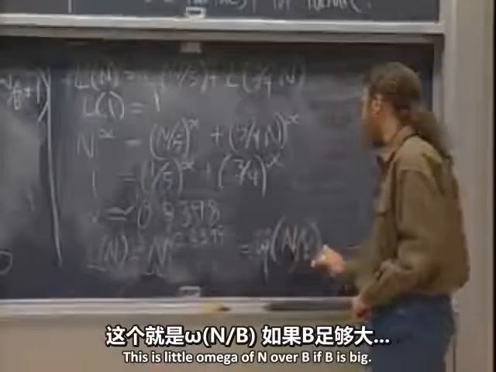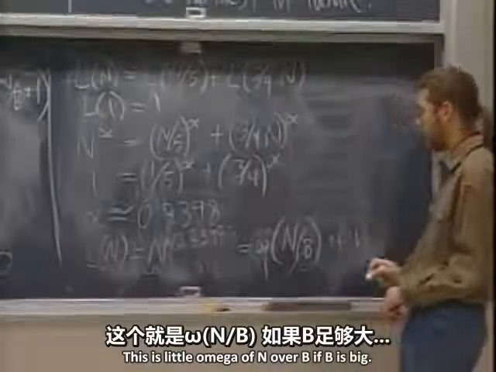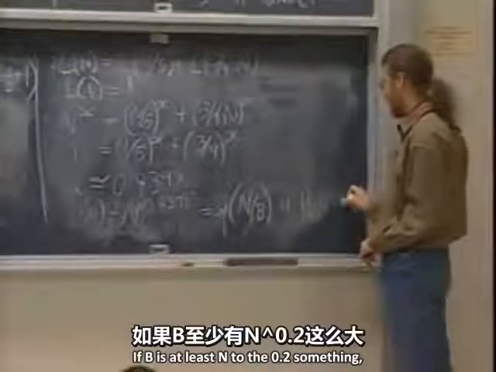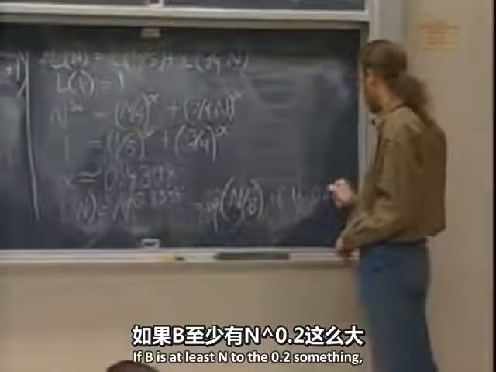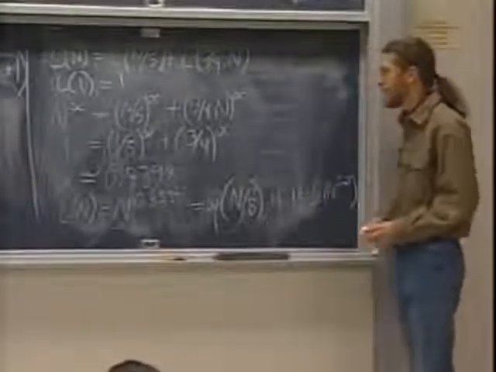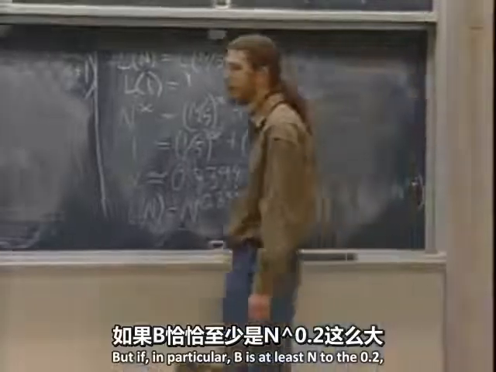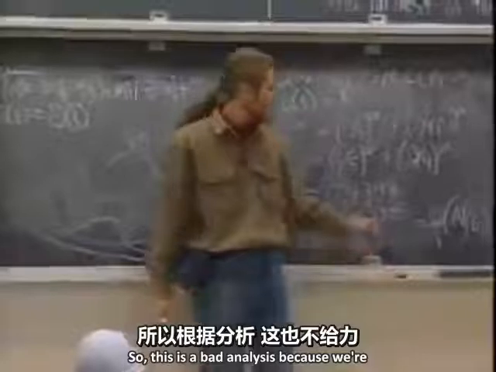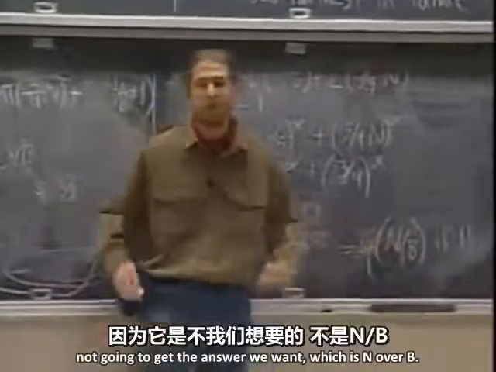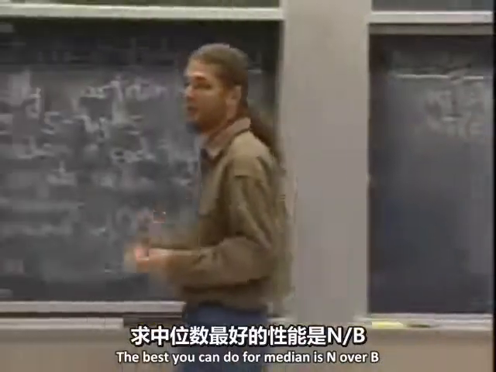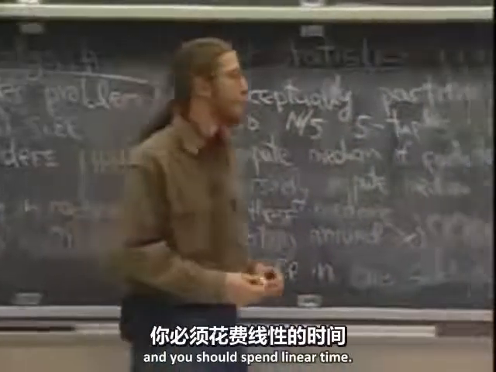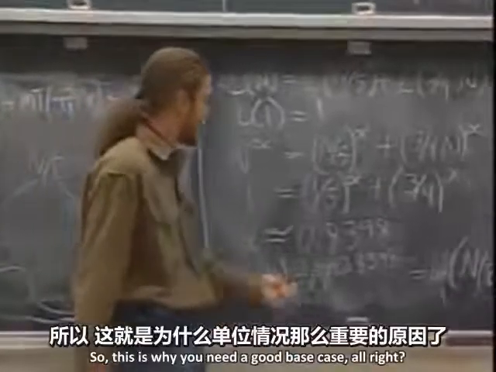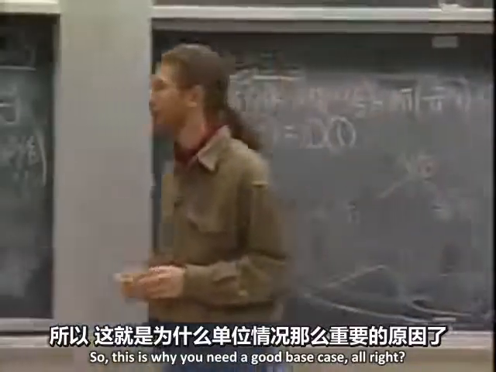This is little omega of n over b if b is big. If b is at least n to the 0.2 something, or 1/7 something. But if, in particular, b is at least n to the 0.2, then this should be bigger than that. So this is a bad analysis, because we're not going to get the answer we want, which is n over b. The best you could do for median is n over b, because you have to read all the elements, and you should spend linear time. So we want to get n over b. This algorithm is n over b, plus 1. So this is why you need a good base case, all right? Hopefully that makes the point.